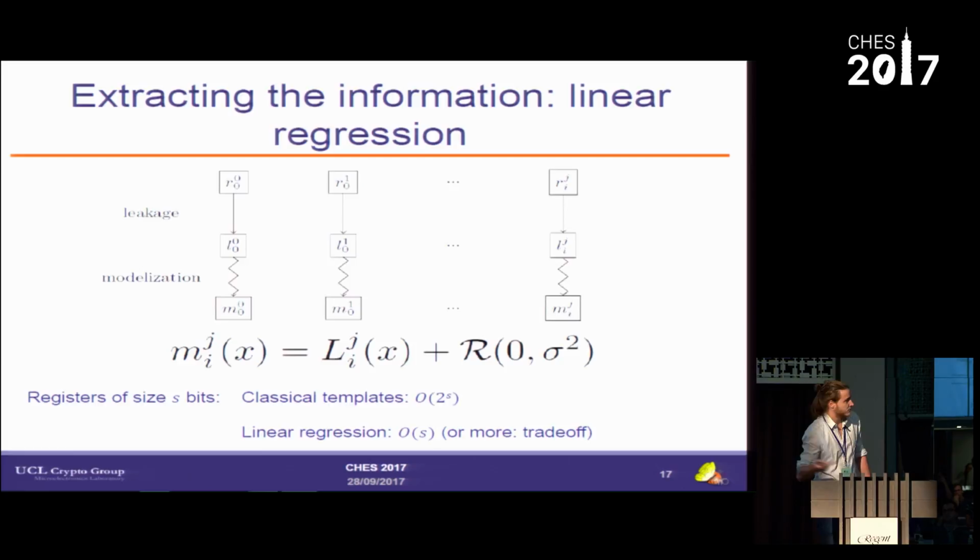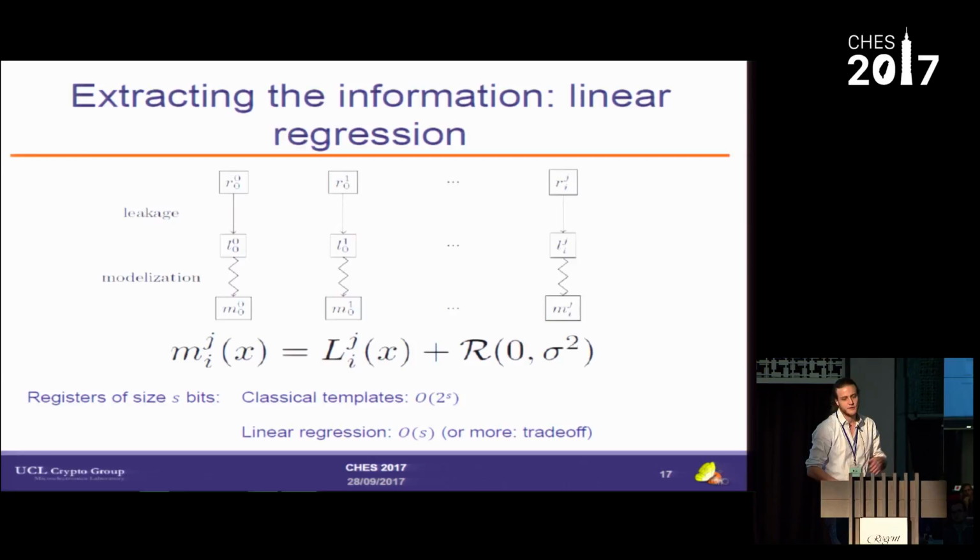The thing is, if we assume that we have registers of size S, for example, 32 bits, this will require roughly more than 2 to the 32 traces, and the same amount of computation, which is not really feasible on a 32-bit architecture. So what we do is use linear regression with only a linear basis. So basically, we only need O of S computation and traces to do the profiling. Obviously, if there are non-linear leakages, this will, of course, be less accurate than templates.